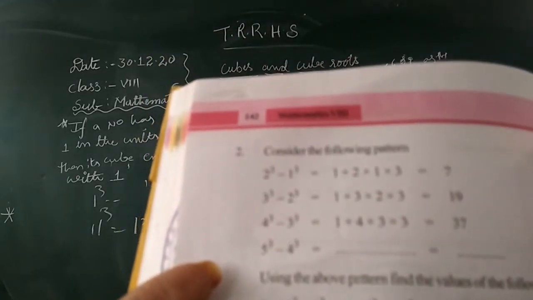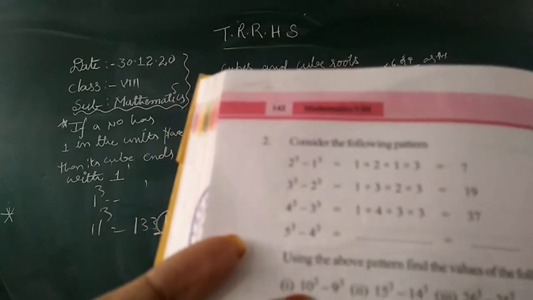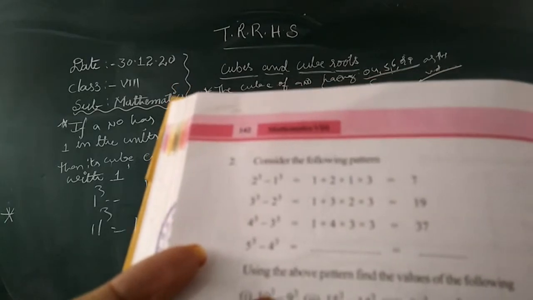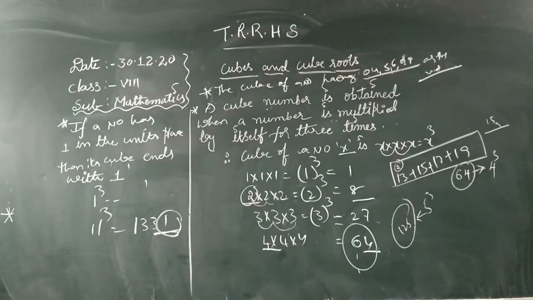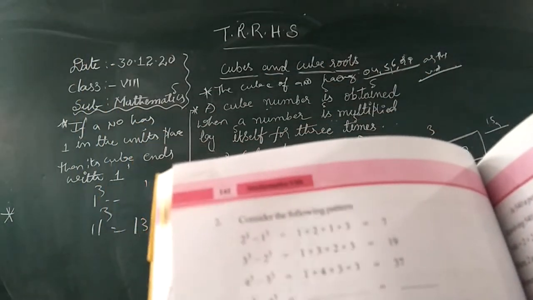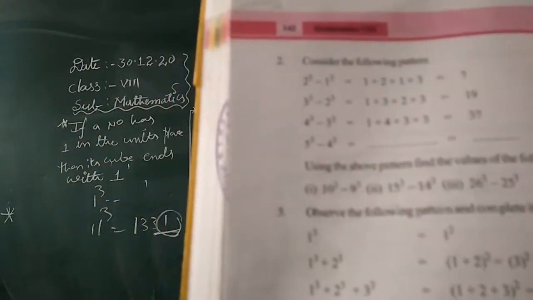So 10 cube means you keep 3 zeros, that is easy, no? 1000 minus 9 cube. Only you need to know 9 square, 9 nines are 81. Next again, 81 into 9 you have to do, subtract that and put the answer. In the same way you have to finish up this pattern.